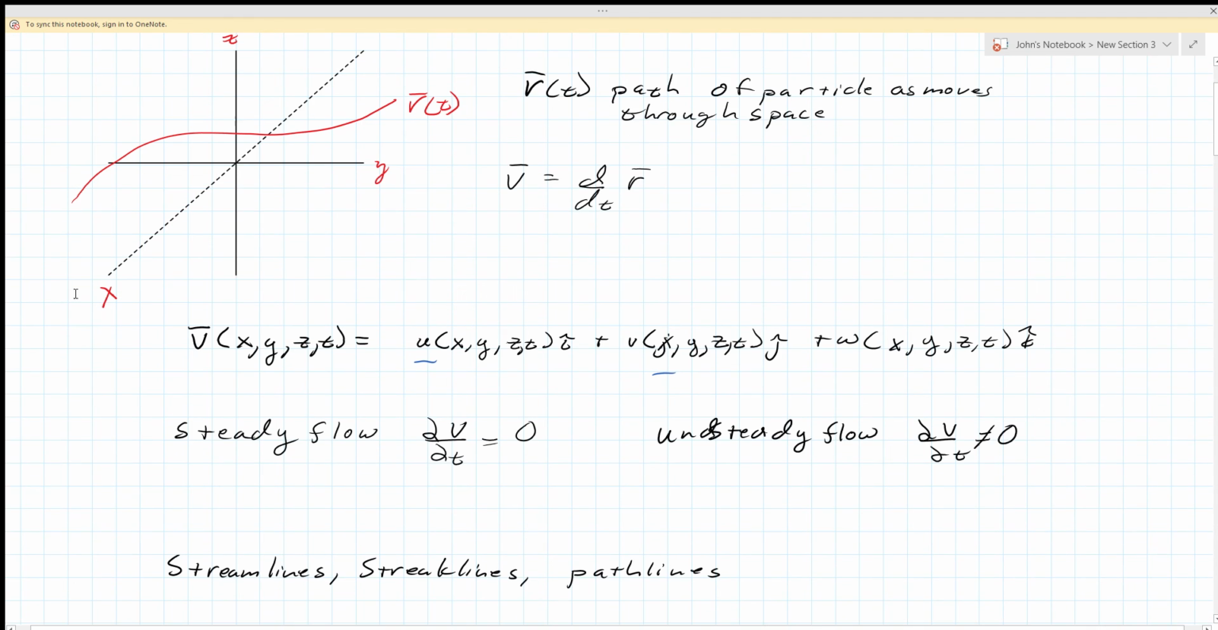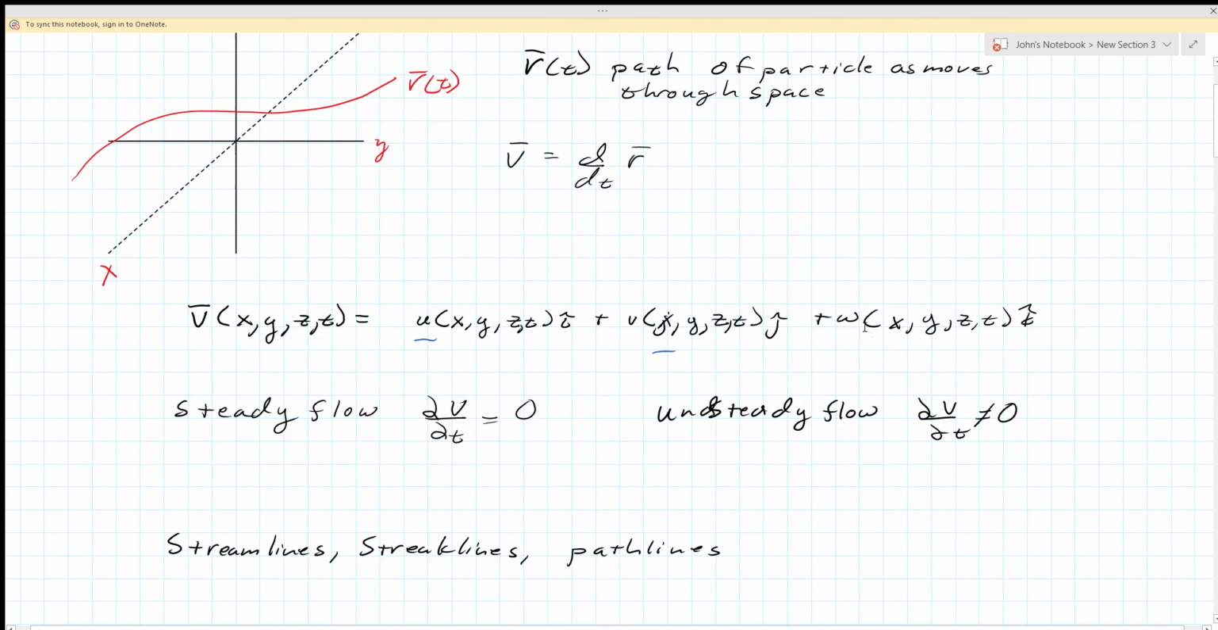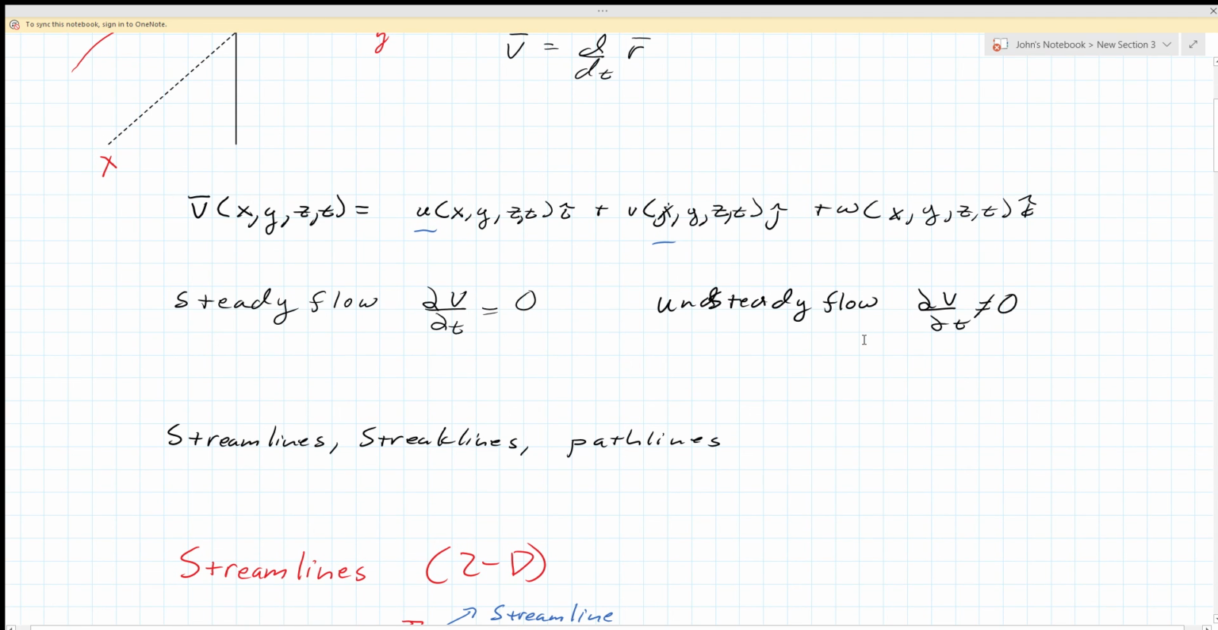If I get enough particles, I have a vector field. That is denoted with my equation here, where u is a function of all four coordinates, x, y, z, including time, and that denotes my velocity vector in the x direction, v is the y direction, omega is the z direction. Steady state means that the velocity does not change with respect to time, so dV/dt is 0. If it's unsteady, that means it does change with time. Problem gets a lot more complicated. Your velocity field will change with respect to time.